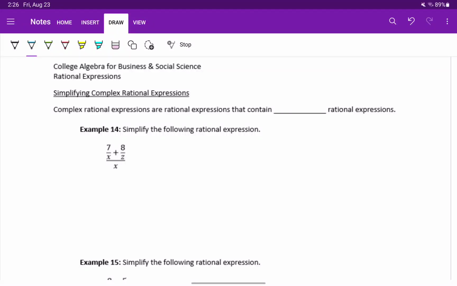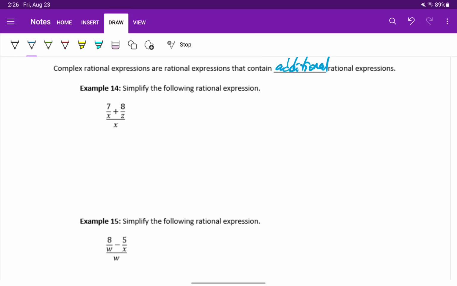Finally, we want to take a look at simplifying what we refer to as complex rational expressions, which is a rational expression that contains additional rational expressions. In example 14, we have 7 over x plus 8 over z. Those are two rational expressions being added together, but they're a part of this larger rational expression because we have that quantity divided by x. So we have essentially nested rational expressions within other rational expressions. And we want to look at how we can simplify this.